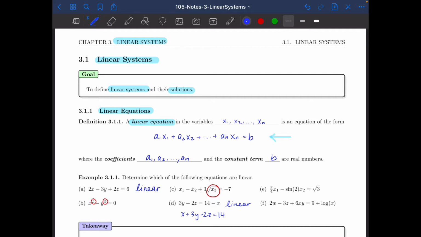Moving on to part E, we have pi over 4 times x1 minus sine of 2 times x2 equals the square root of 3. Now the two variables here are x1 and x2. Pi over 4 and sine of 2 are real numbers, multiplying the variables. And we also have a constant term of the square root of 3. This equation is also linear.